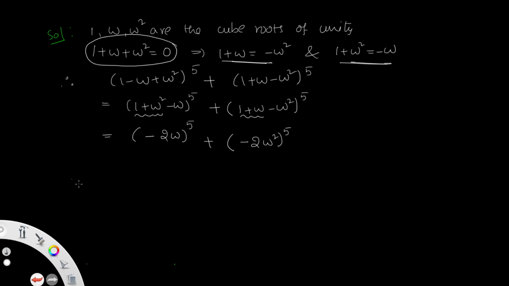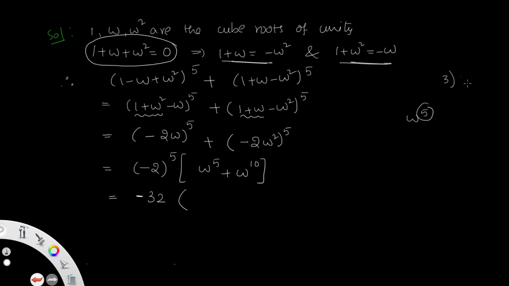So that is minus, 5 times. Here also minus, 5 times. So (−2)^5 is common in both terms; I am taking it common only. ω^5 plus ω^10. So that is (−2)^5, nothing but minus 5 times, nothing but 2^5, that is 32. The value of ω^5 depends on the following.